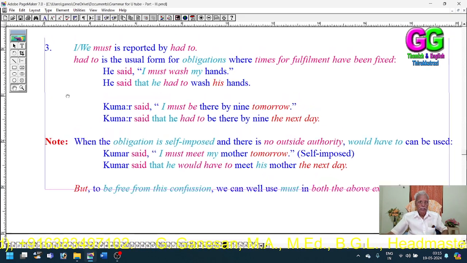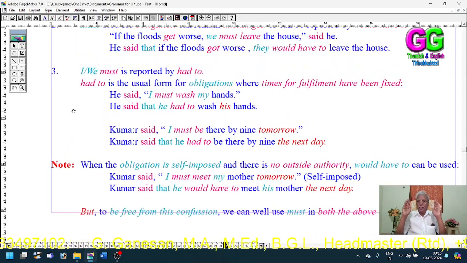So, in the third, I must, we must. When must is used and the time for fulfilling the action is given, then must should be replaced by had to. But when the obligation is self-imposed, we can use would have to for must. If there is any confusion, we can use must in both the cases.